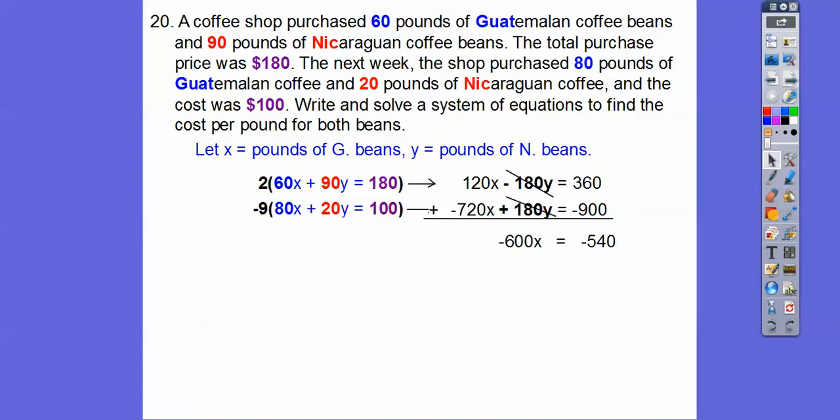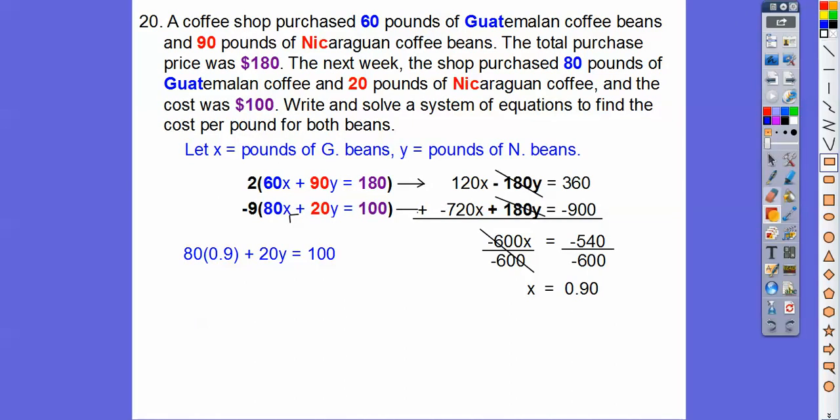We pick up a calculator and divide both sides by negative 600, and I get 0.90. So in terms of money, that's 90 cents a pound. We still have to figure out how much the Nicaraguan coffee is. So we'll plug in 0.9 for x, and I chose to plug it in right there. Looks like I forgot a little arrow right there. Somehow it got lost. I'll just put it back in right there. Okay, so I plugged that in for that x, and that's what that says.